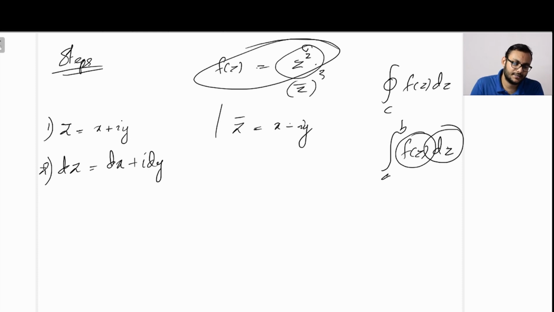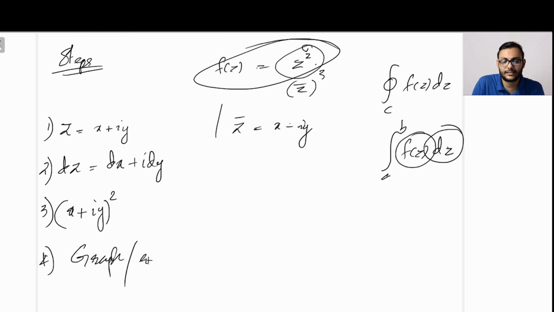Now, the third step is to substitute the variable. For example, if z square is given, then substitute for z square in this expression. That is, if we take z square as the function, then substitute x plus iota y the whole square or something like that. Now, in the fourth step, we want to use either the graph or the expression to find the integral value.